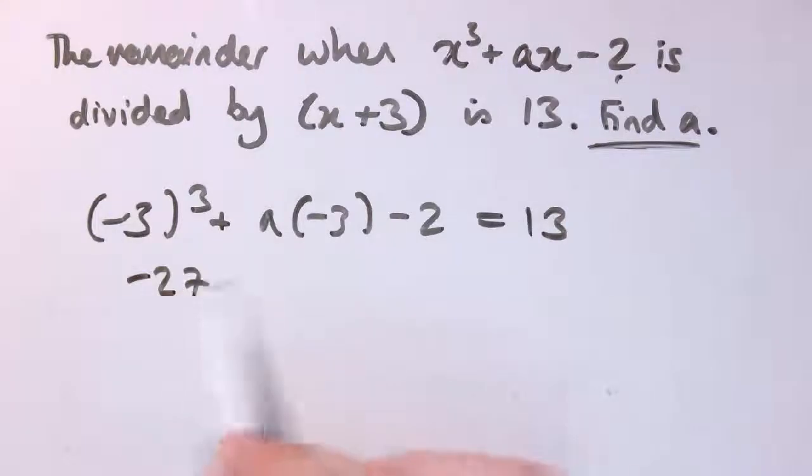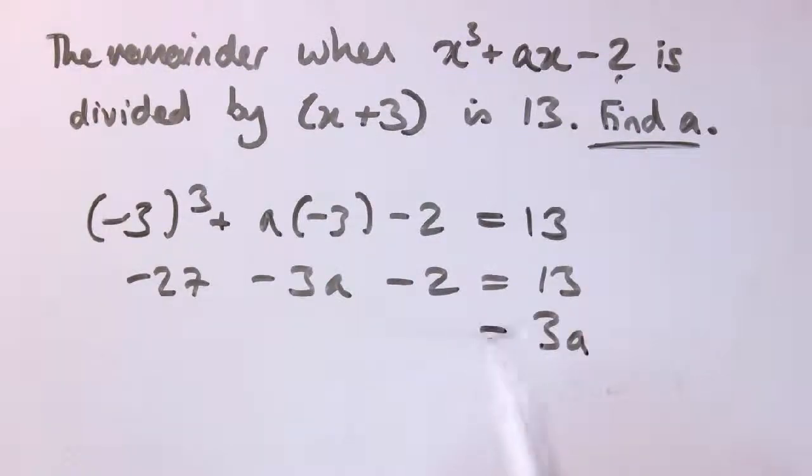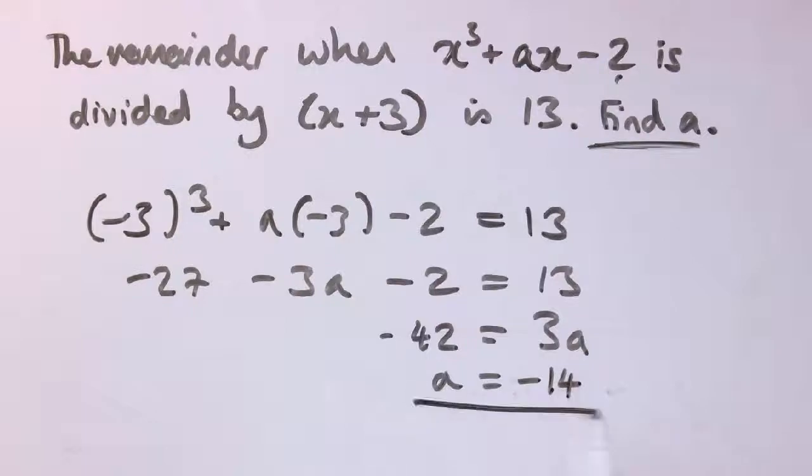So this is minus 27 minus 3a minus 2 is 13. So let's put the 3a over here. Minus 27 minus 2 is minus 29. Minus 13 is minus 42. So I just need to divide by 3 here. And that gives me minus 14. So that's the value of a.